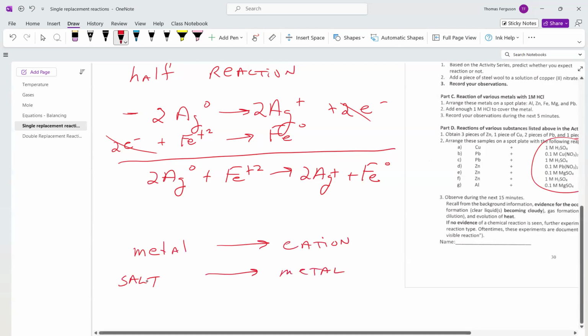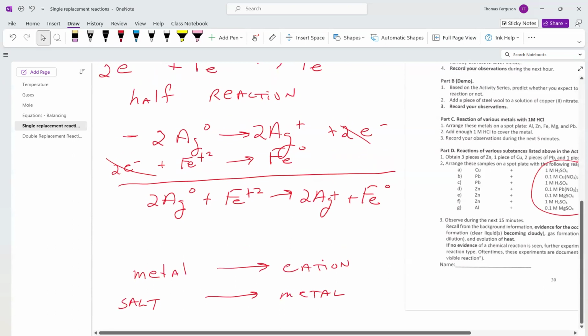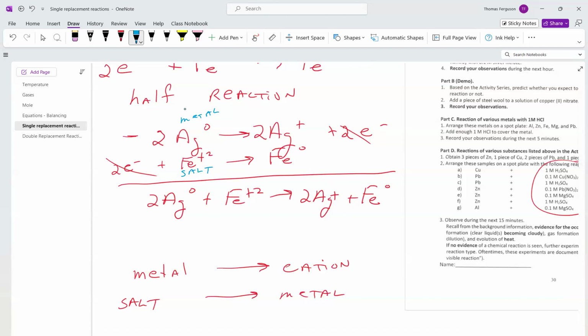Now, usually in a single replacement reaction, you start with a metal and a salt. So in this case, the salt is going to be the ion, and the metal is going to be the metal with zero charge.